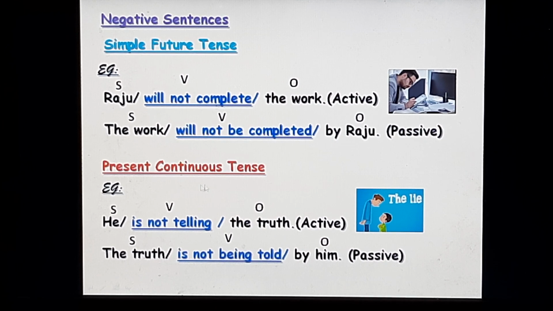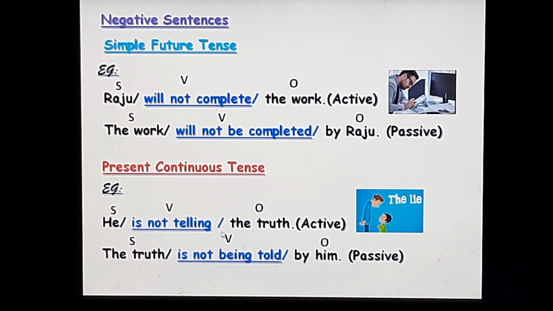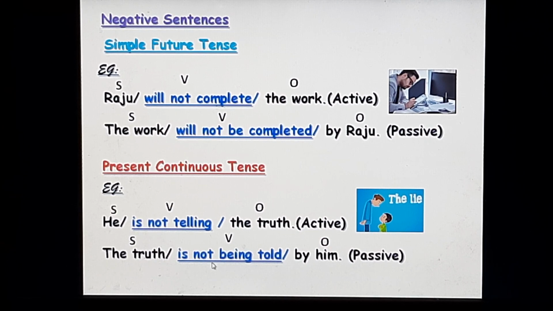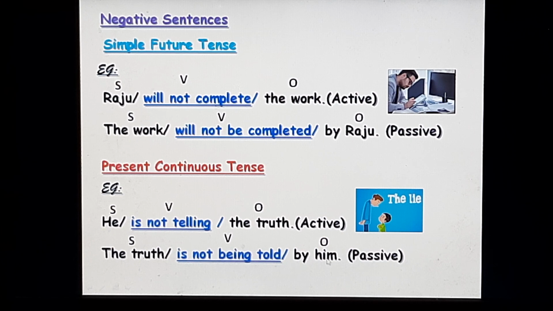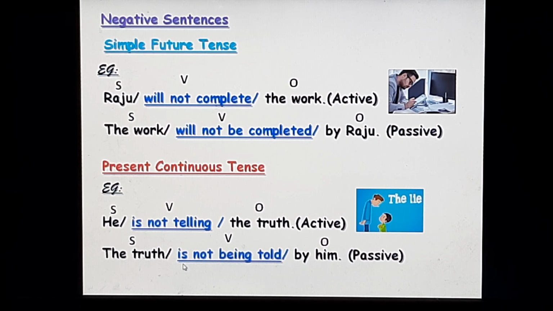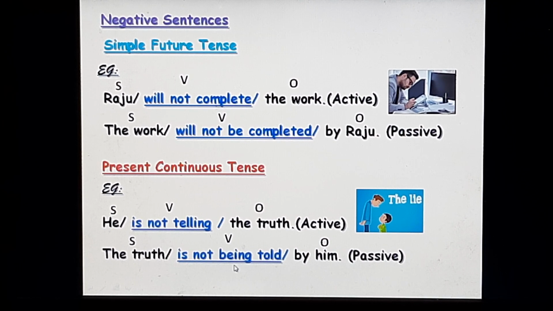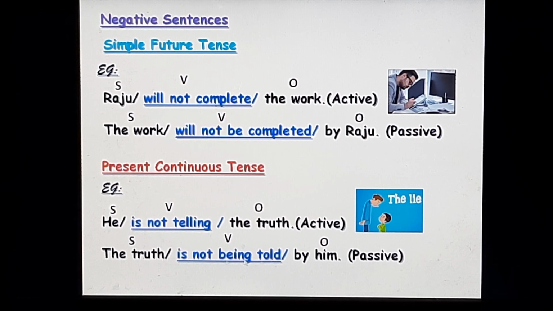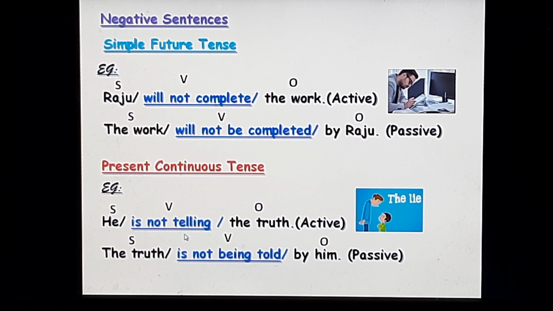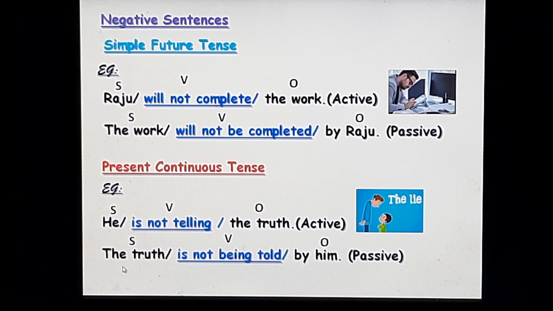Now, let's see the present continuous tense. He is not telling the truth. In the passive, the truth is not being told by him. Now, is singular, third person singular, we use not. Being for the continuous tense, told is the past participle of the verb tell. So, your passive form is the truth is not being told by him.